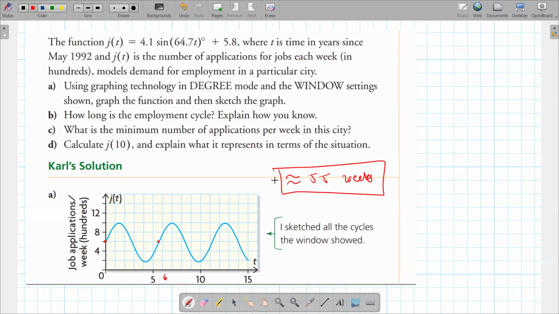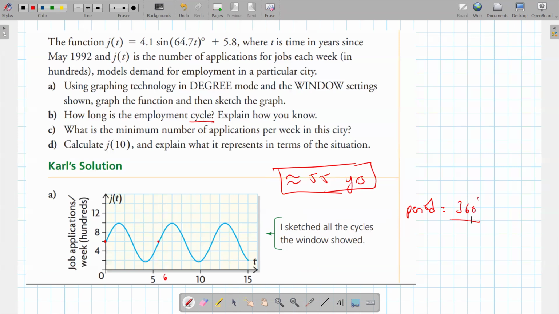So the period is, what's the x-axis unit? Where t is the time in years. Sorry, it's not weeks, it's years. So that's the period. That's when you wing it using the graph. The other way of finding period, or one cycle, cycle just means period, is you do 360 or 2 pi over the k value.